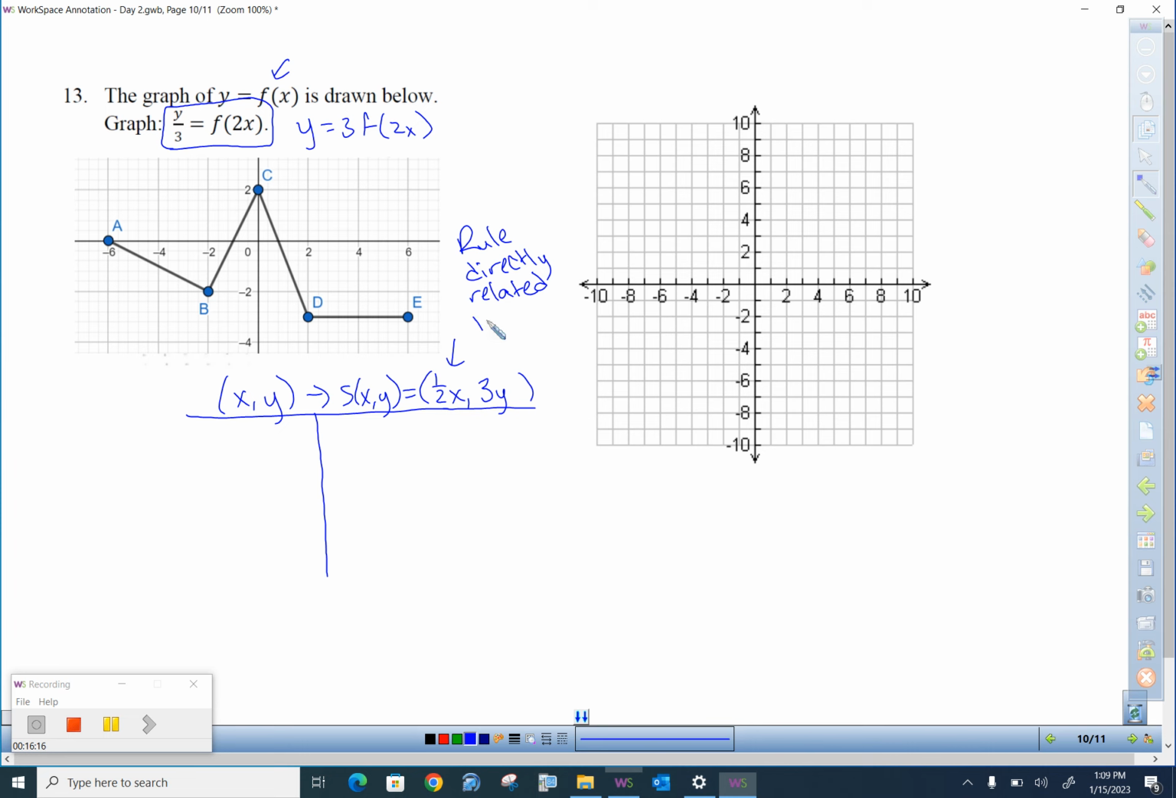Nothing switched. Okay? We talked about multiplying by 1/2. That's going to crunch it inside this way. Multiplying by 3y is going to pull it both directions and stretch it out vertically. Okay, so all we're going to do is pick some points on here.